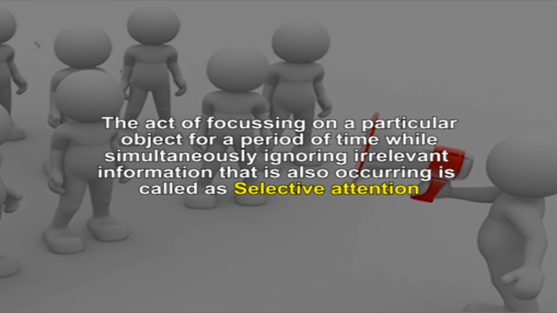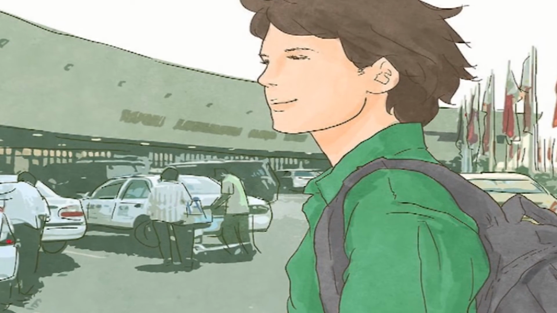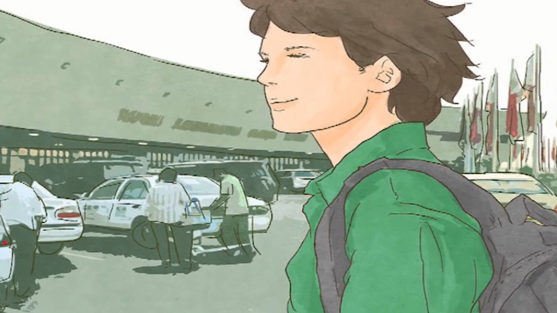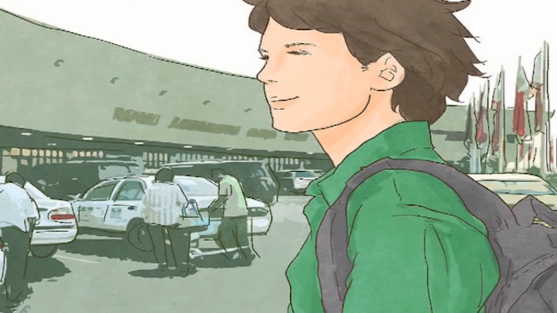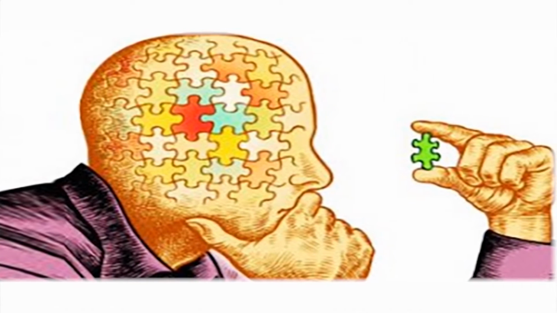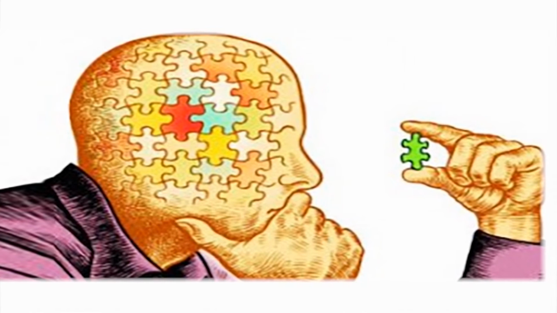The act of focusing on a particular object for a period of time while simultaneously ignoring irrelevant information that is also occurring is called selective attention. In this, we block out certain features of our environment and focus on one particular feature. This occurs on a daily basis. Even though many things occur in our daily life, we select stimuli which are important to us.